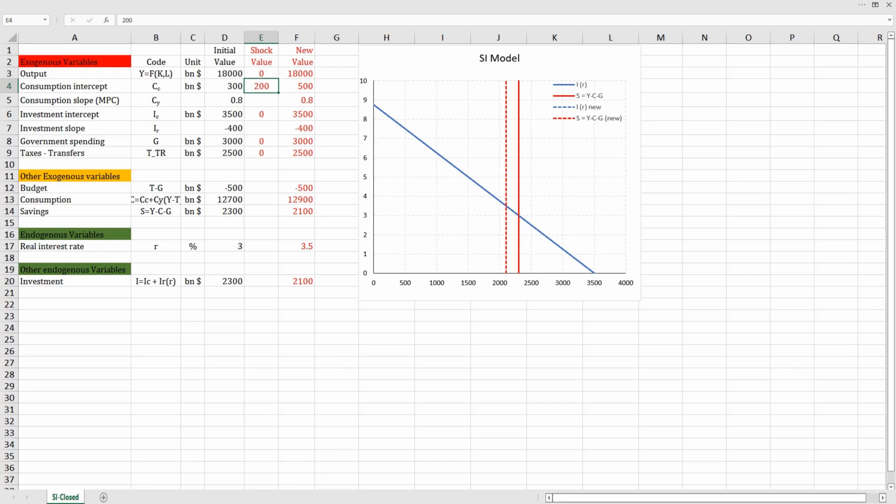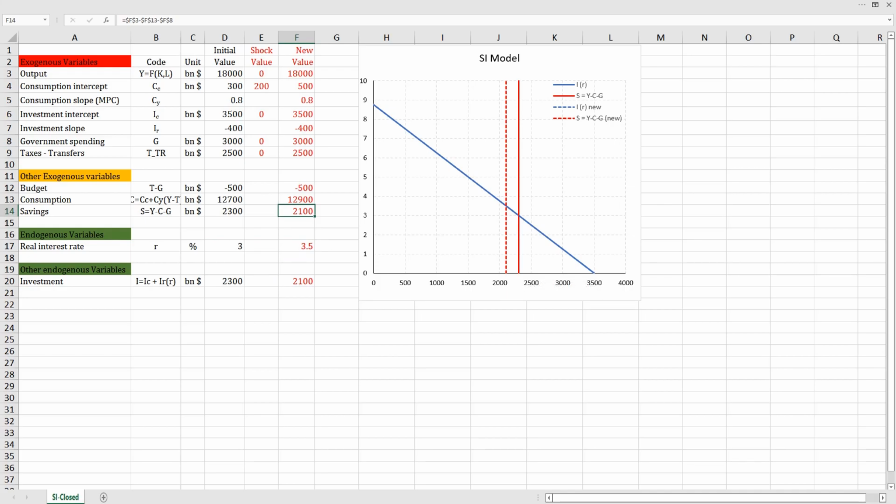So obviously you can clearly see that the solid red line, which is given by the initial values, has now shifted to this dotted line, which is the new value after the shock of positive $200 to the consumption. So the new consumption level, the autonomous part, has gone up to 500, and as a result the interest rate has gone up to 3.5%. So there you can clearly see that the real interest rate has gone up to 3.5%, and the investment as well as the savings has gone down, right?